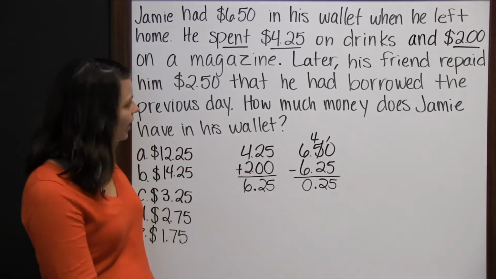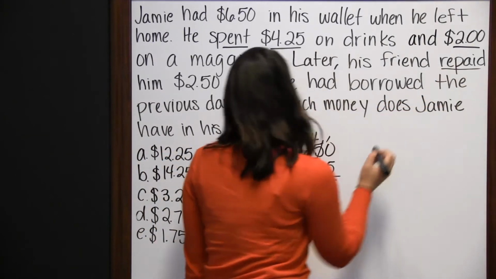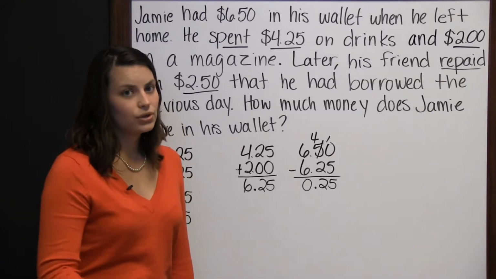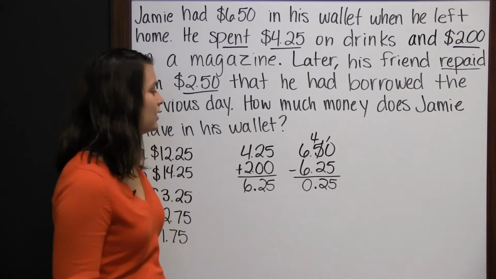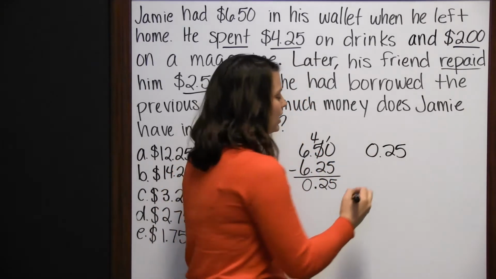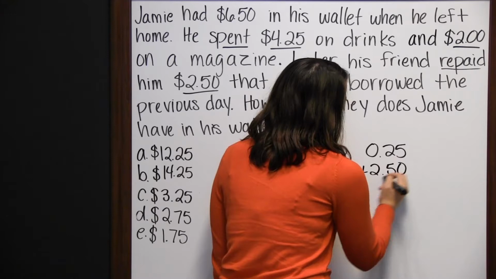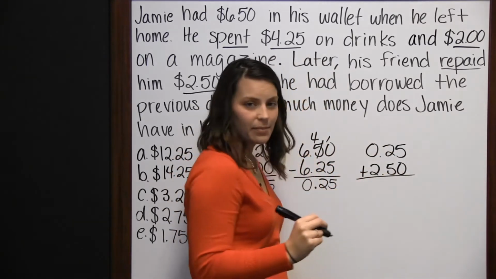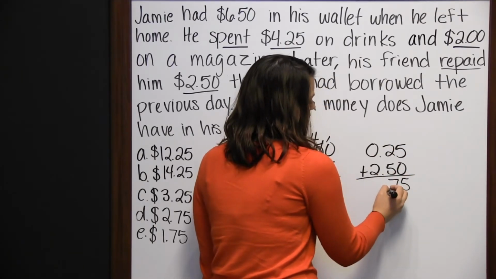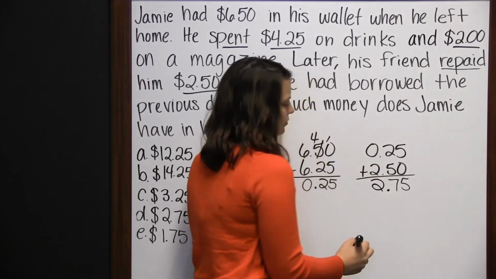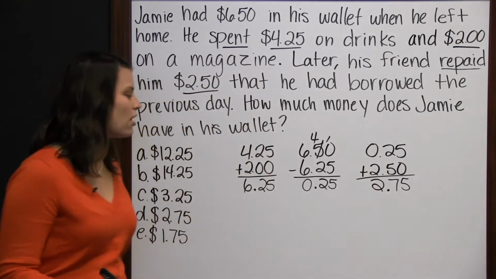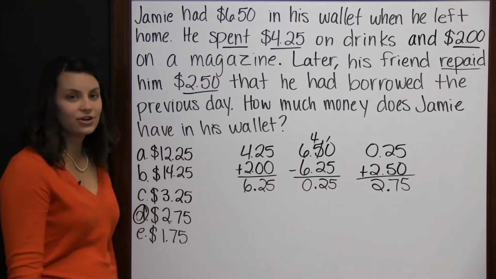cents left. But his friend repaid him $2.50, which means his friend gave him $2.50. So that's money that's added to his total. So now I'm going to take what he had after he spent his money and add the money his friend gave him. And again, we line up our decimals. 5 plus 0 is 5. 2 plus 5 is 7. Bring down the decimal. 0 plus 2 is 2. So after spending money and getting repaid money, he now has a total of $2.75, which is answer D.